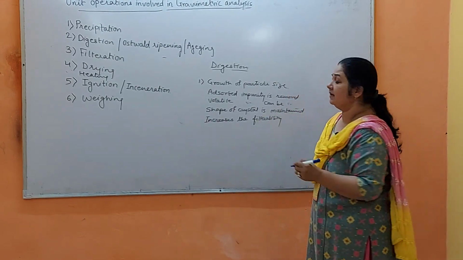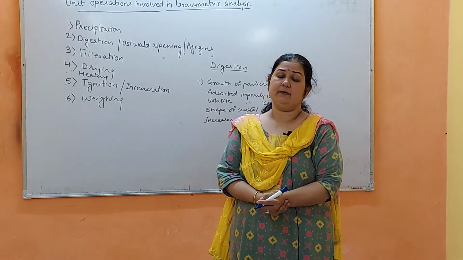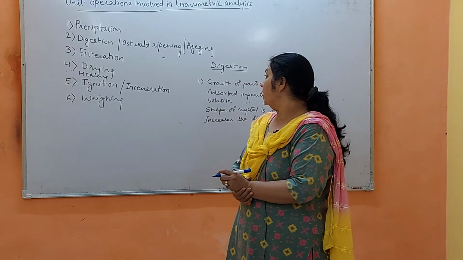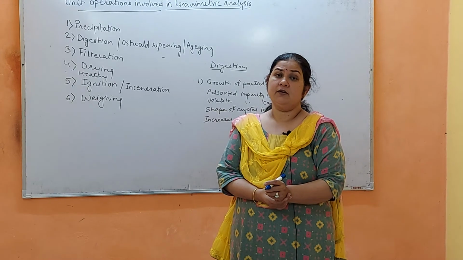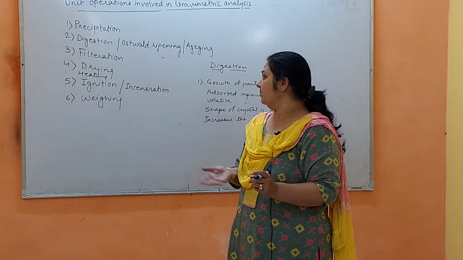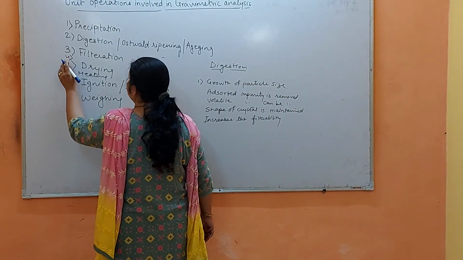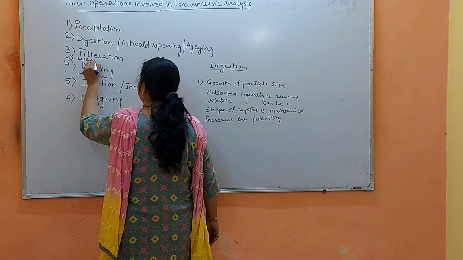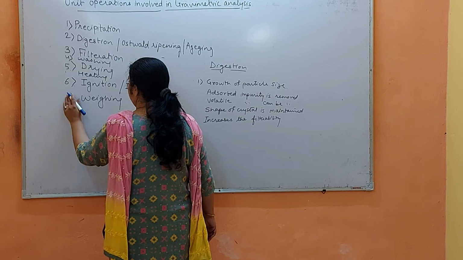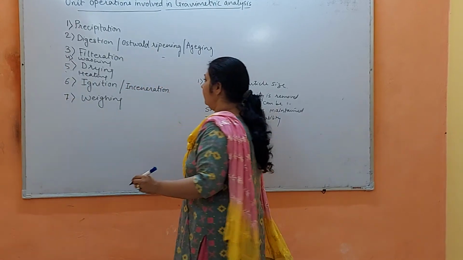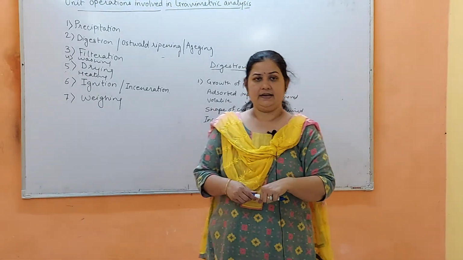Now next is filtration. Filtration can be done either using filter paper, or Whatman filter paper number 41, 42, or with a Gooch crucible; a sintered glass crucible can be used to filter the solution. Then after filtration it is washing, then drying, heating, all those things. So washing we will see in our next lecture.